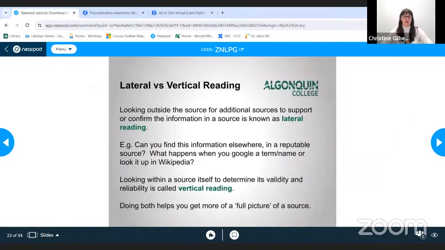I just mentioned lateral reading. This is when you look outside of the source for additional sources to support or confirm the information within the first source. Are you able to find the same information elsewhere from a reputable source? The opposite is vertical reading, when you look within a source itself to determine the validity and reliability. Doing both helps you get more of a full picture of a source.